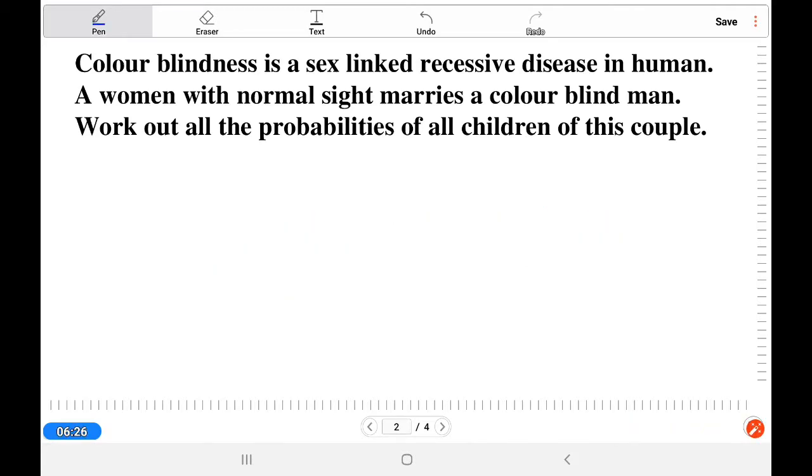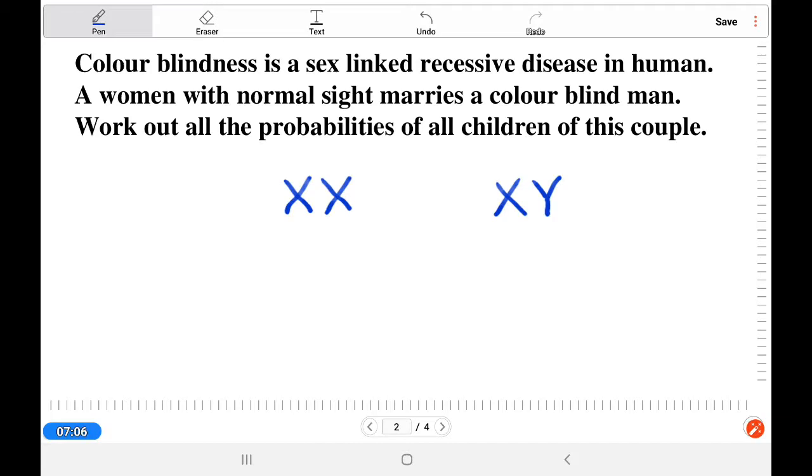Okay, a problem on sex-linked inheritance. It means that the chromosomes involved are XX for the female and XY for the male. No other chromosome is involved here, so we have to work out with these two. Now here it is told color blindness is a sex-linked recessive disease. Recessive disease means it is found in the X chromosome. Always remember that a sex-linked disease is found in the X chromosome, not in the Y. Y is not involved at all.